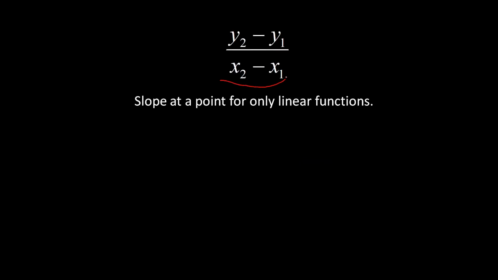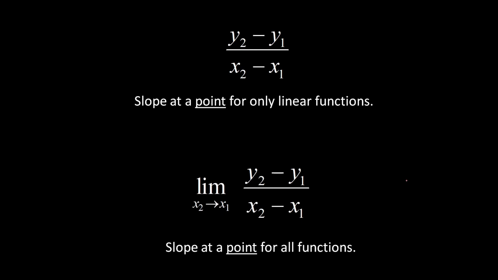So this slope formula that you learned in algebra, that is the slope for only linear functions. However, if we take the limit of that slope, we will then have the slope at a point for all functions. In other words, this only works for linear functions. For only linear functions will you get the correct slope. If we want to get the correct slope for all functions, we put the limit on there.